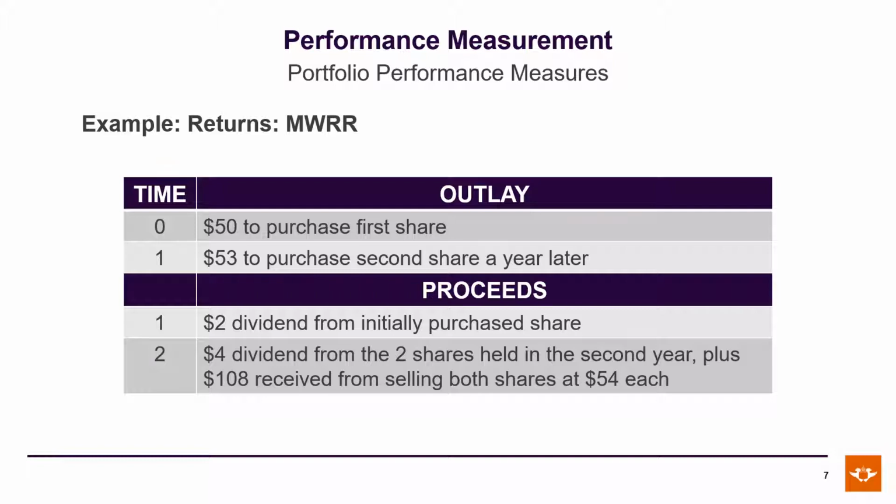As always, I think the most effective way of demonstrating the calculation of money-weighted and time-weighted rate of return is using an example. At this point in time, you have decided to buy a share which is going to cost you $50. In a year's time, you're going to buy the same share, but now the price has gone up to $53. You get a $2 dividend in the first year. Because you own 2 shares in the second year, you will receive $2 per share, so you get $4. At the end of the second year, you are going to sell these 2 shares for $54 each.